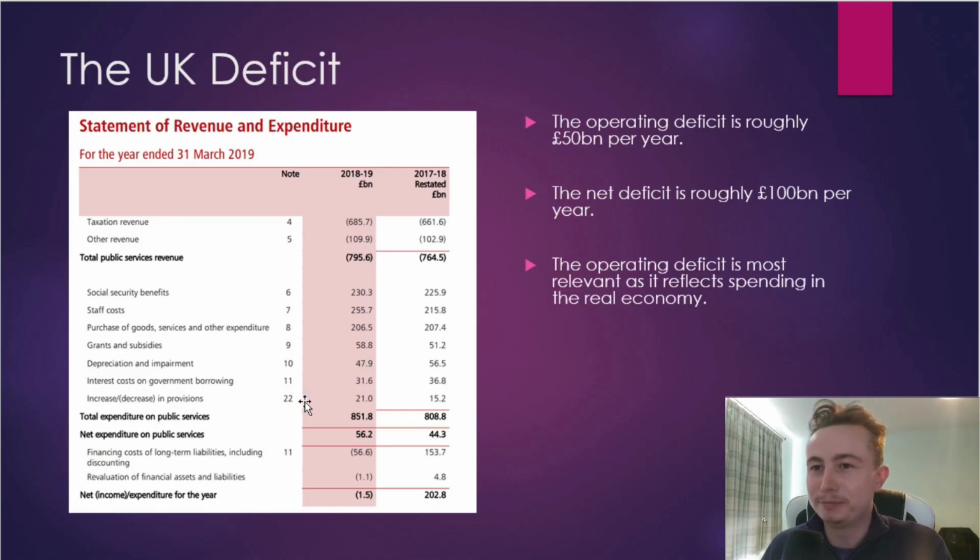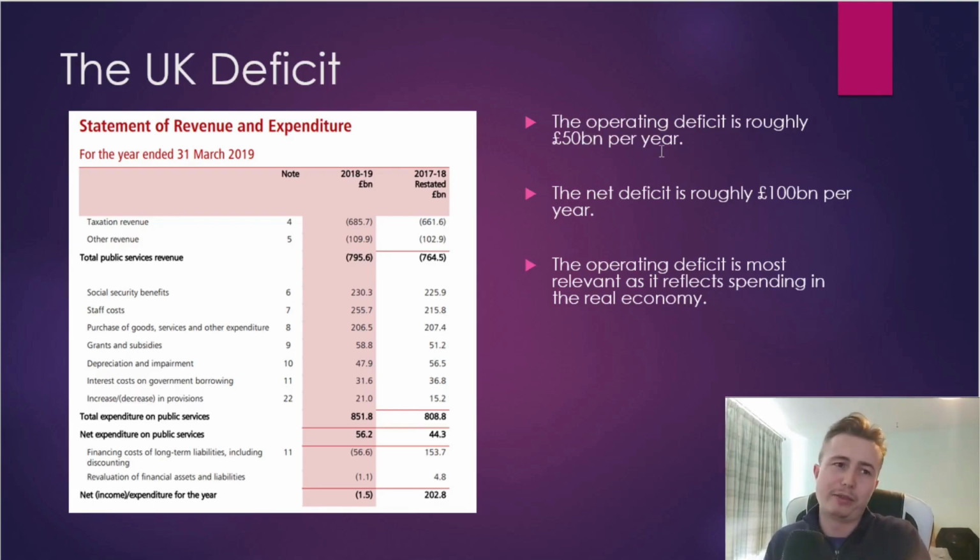Total expenditure, 851 billion. You think, hang on a minute, the income's only 800. So we've actually got a net deficit or net expenditure on public services of 56 billion this year. So we're overspending. So the government collects money in tax receipts and then it spends more than it generates in revenue. The operating deficit is roughly 50 billion per year.